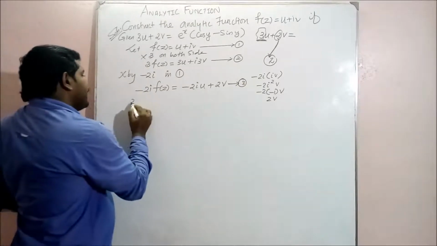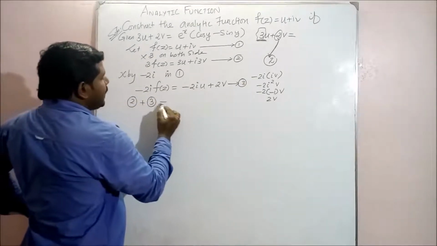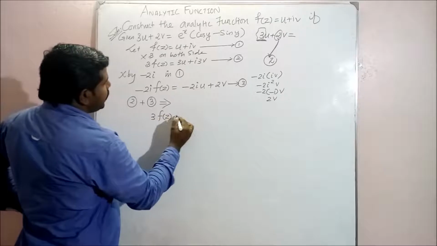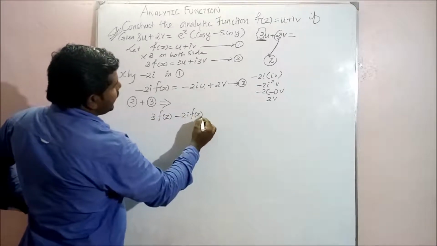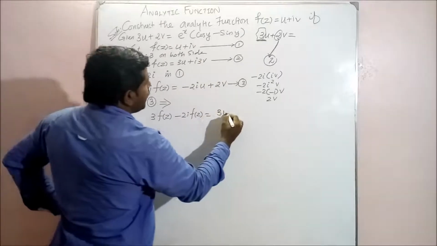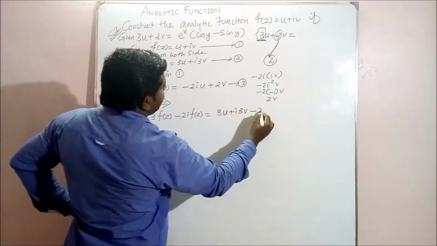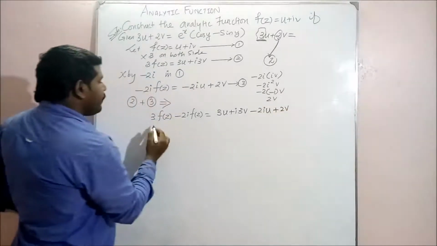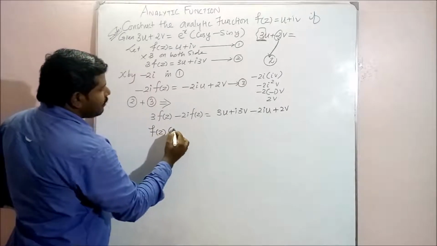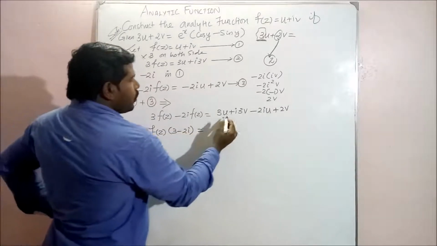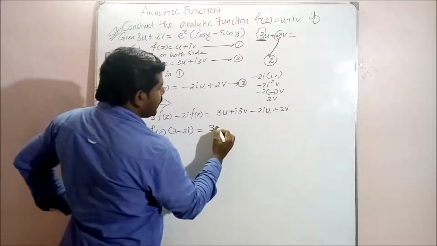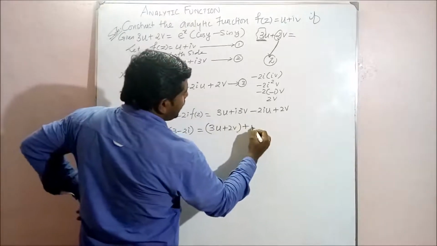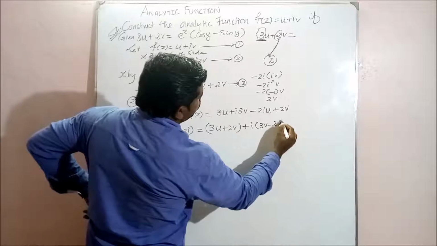So இந்த 2, 3 add பண்ணுங்க. Left hand side add பண்ணுங்க: 3 f of z minus 2i f of z equal to right side add பண்ணுங்க: 3u plus i into 3v minus 2iu plus 2v அப்படின்னு வரும். So f of z காமனா வெளியே எடுத்துருங்க. 3 minus 2i equal to, real part combine பண்ணுங்க, 3u plus 2v அப்படின்னு கிடைக்கும். Imaginary part combine பண்ணுங்க, 3v minus 2u அப்படின்னு கிடைக்கும்.